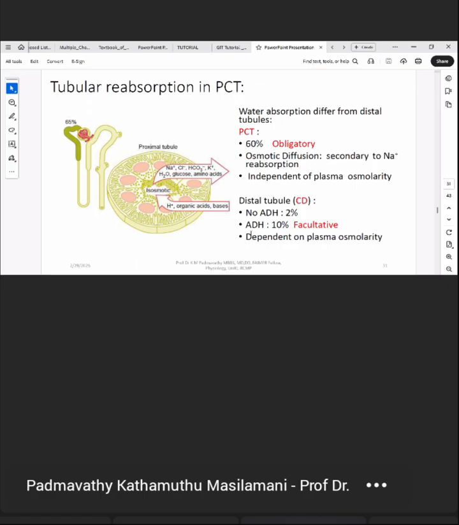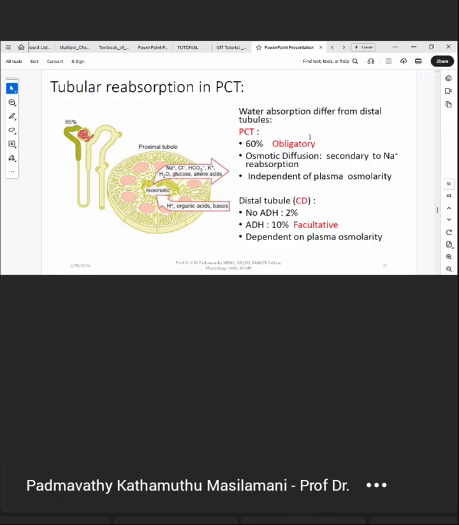Unlike this, the distal convoluted tubule is mainly dependent on plasma osmolarity. If the plasma osmolarity is higher, more reabsorption will take place. So it is mainly determined by the hormone ADH. It is mainly facultative reabsorption in the distal convoluted tubule and also the collecting duct. If there is no ADH, only 2% is reabsorbed, but mainly it is determined by ADH, which will go up to 10% of total water reabsorption. So the difference is very important.